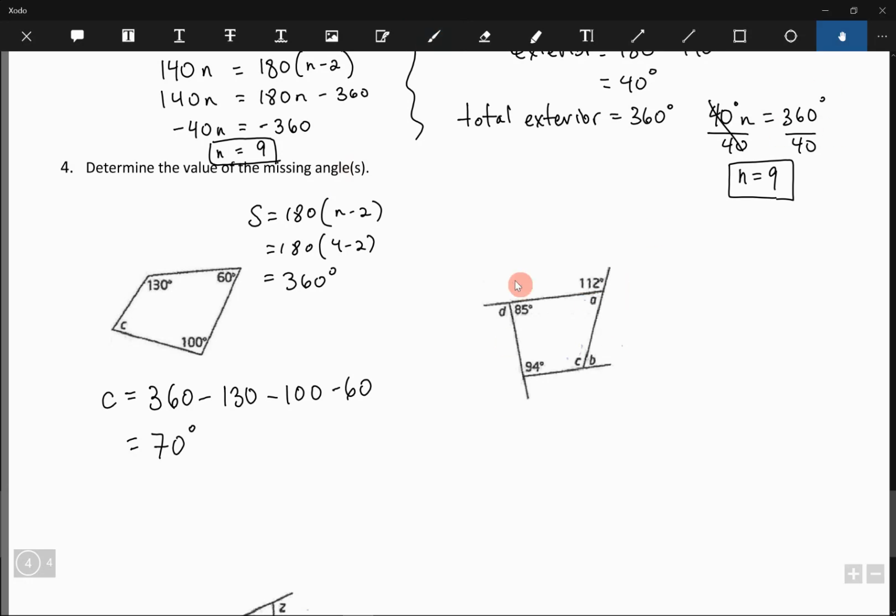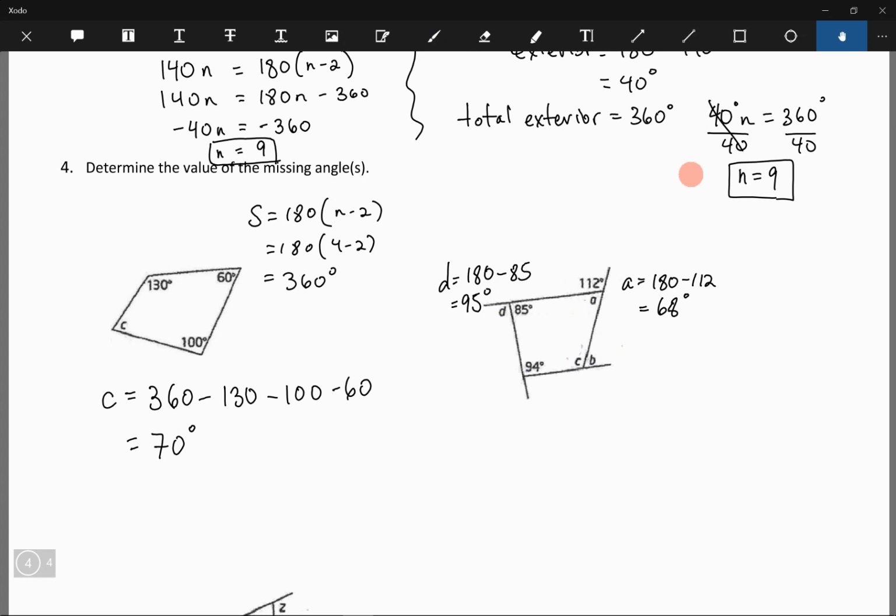Okay, so now you see a polygon here with a bunch of exterior angles. So I can use the supplementary rule to help me find these angles. So if my 112 is my exterior angle, A is going to be 180 minus 112, which is 68 degrees. Same thing for D over here. So D is equal to 180 minus 85, supplementary angle. So this is going to be 95 degrees.